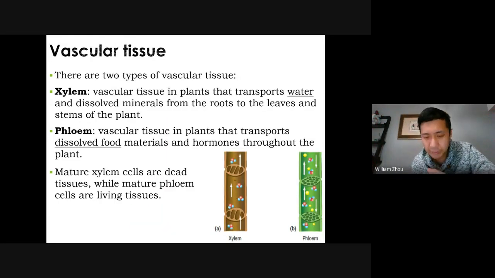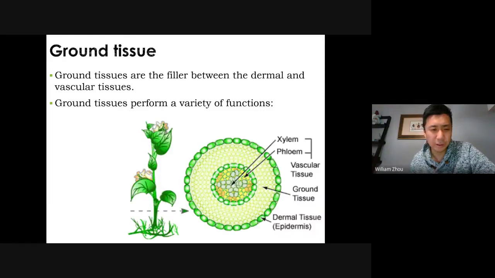Please know the difference. Xylem, dead cells, transports water and minerals up. Phloem, living cells, transports water, food, and hormones up and down the plant. So please make sure you know which is which. There are two types, just like arteries and veins. So any questions? All right. So yeah, in this lesson there's actually not a lot of difficult concepts to understand. It's mostly just memorizing.